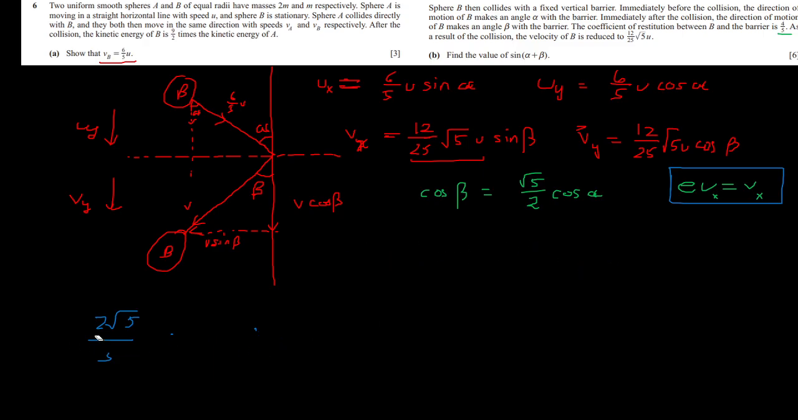And yeah, so sine beta equals 2 root 5 over 5, or 2 over root 5, works the same way, and this is going to be sine alpha. Okay, so now we have sine alpha, sine beta. What more do we need?